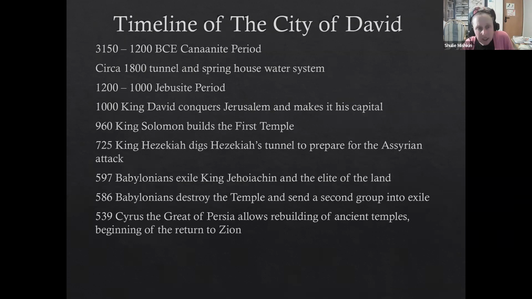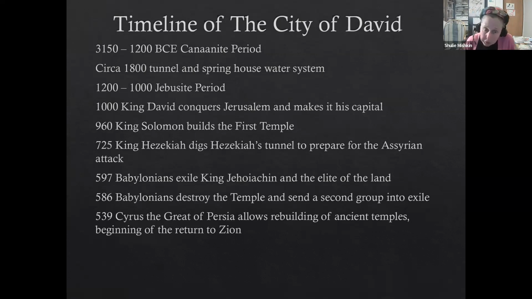So King Hezekiah comes along 200 years later, digs Hezekiah's tunnel, digs the wall. We're going to talk about all these things, but the city has already expanded by then, only to crash and burn in the time of the Babylonians, where we have two levels of exile. In 597, the elite and the king are exiled. 11 years later, the temple is destroyed and another group is sent into exile. But already in 539, the Babylonians have fallen to the Persians. Cyrus the Great allows the rebuilding and the return to Zion.